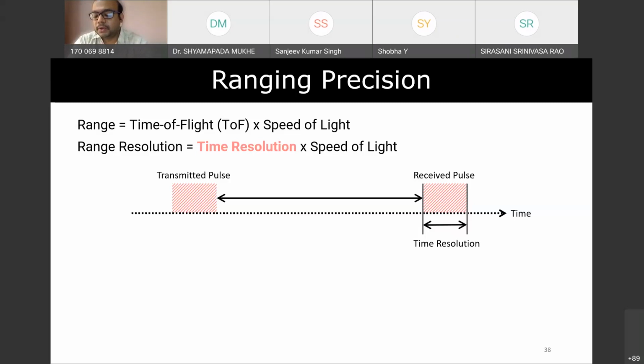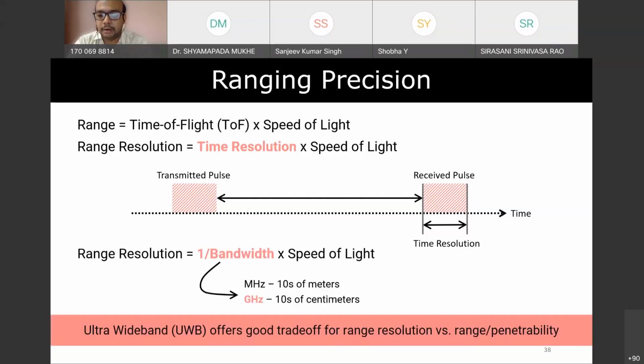Right? The more closely spaced time resolution you have, the better the granularity of your time of flight calculation. So to achieve a better resolution, what you need is basically a better bandwidth of the signal. People who have taken classes in signals and systems, or have worked on FFTs and so on, probably have this background, right? To get better time resolution, you need a better bandwidth. So the range resolution is basically 1 by bandwidth times the speed of light.